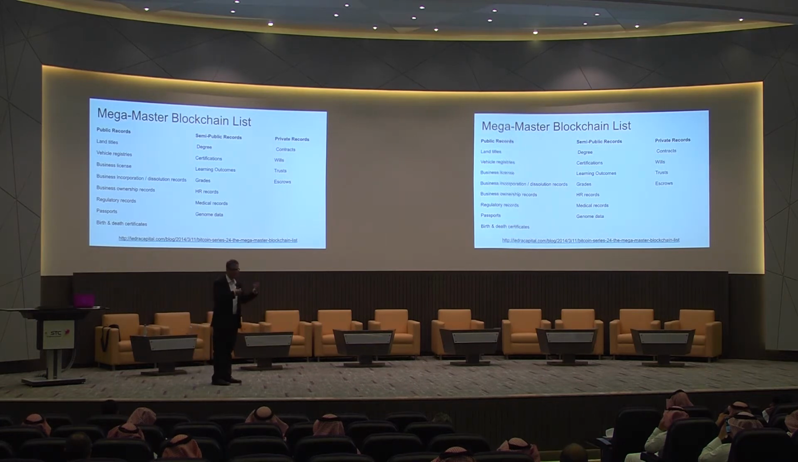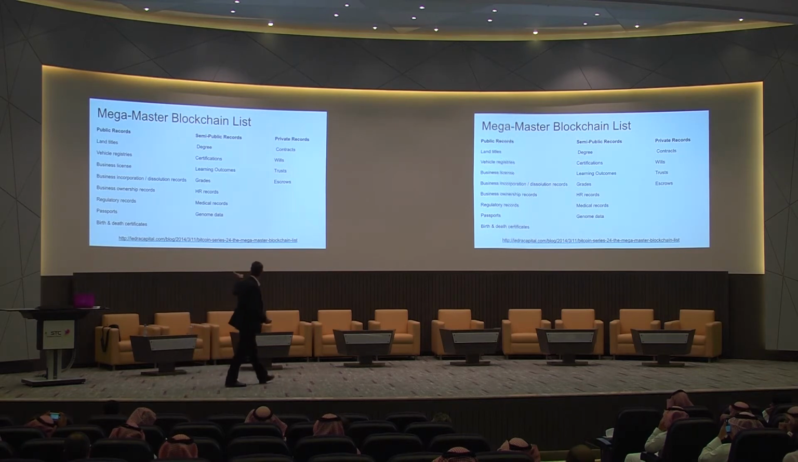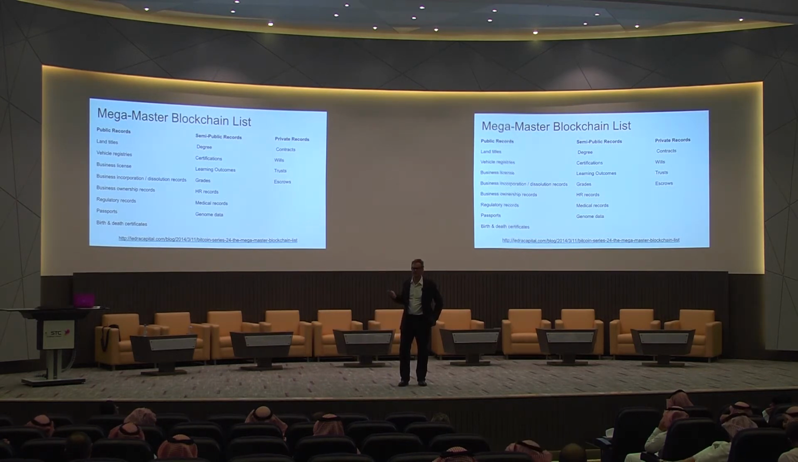So he was on Twitter, and he created this list of very interesting blockchain examples. And the first ones are financial, so I left them off this list. And there's some public records, semi-public, and private types of records you can see there. You can just simply go to this list, the Mega Master Blockchain list. It was created in 2014. It's a little old, but it's still valuable. There's some still interesting ideas there.